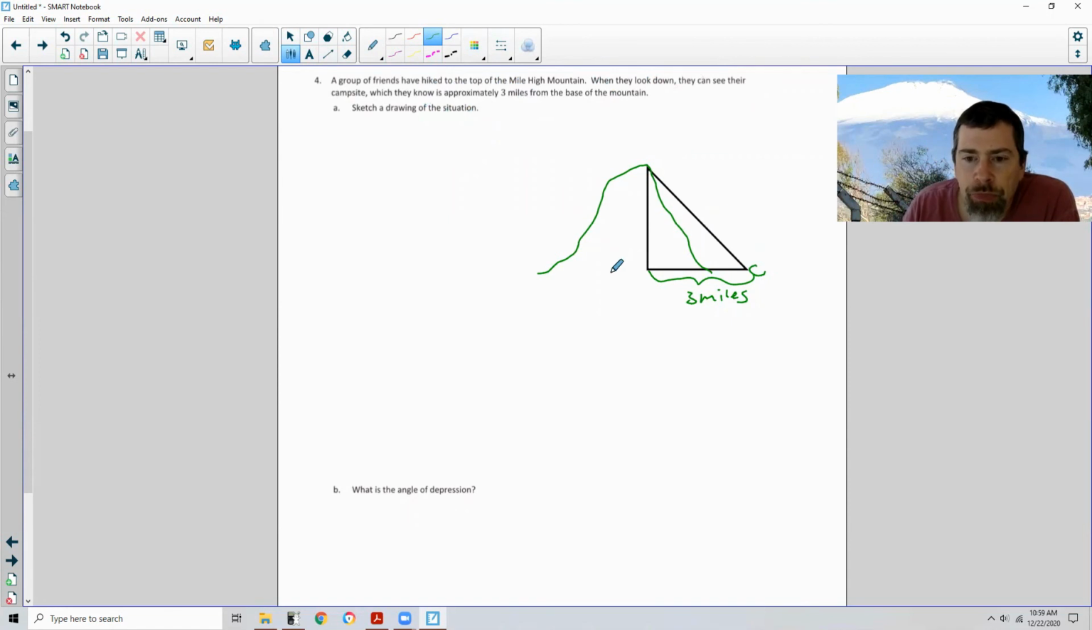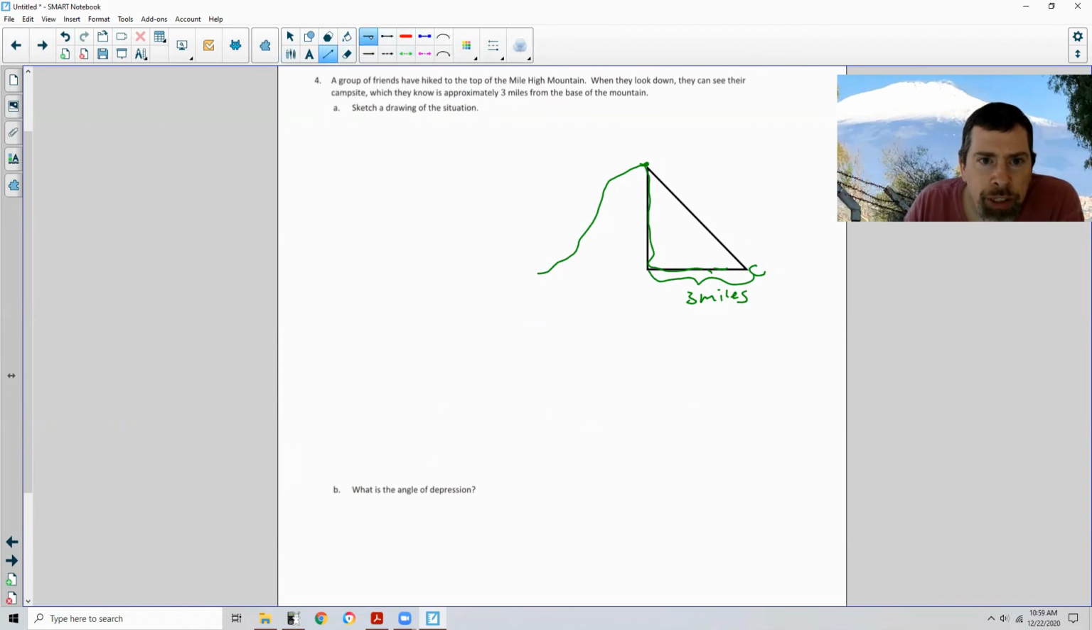Okay. Anywho, there we have it. It might be more so like this. Let's say it's more like a cliff and it goes like that. So therefore it's not coming down like this. That makes more sense right there. So they're up on this cliff at the top of the mountain and their campsite's 3 miles from the base. All right, so sketch a drawing of the site. There it is. What is the angle of depression?